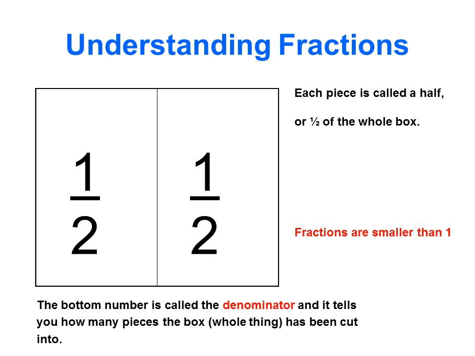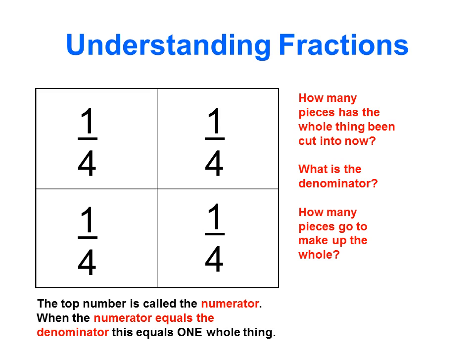The number on the bottom is called the denominator, and it tells you how many pieces the box or the whole thing has been cut into. How many pieces has this one box been cut into? What is the denominator? How many pieces do you need to make one whole box?